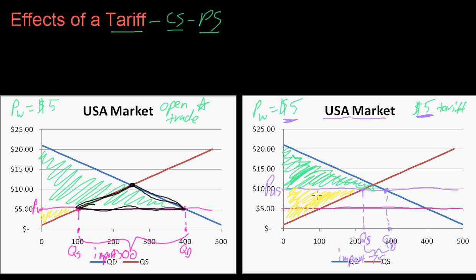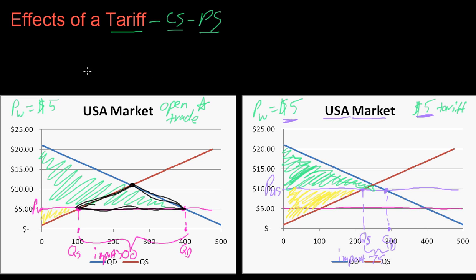And so at this point I want to pause, and we can see that American consumers are worse off because of the tariff, because the green triangle on the right is smaller than the green triangle on the left. But American producers are helped by the tariff, because the yellow triangle on the right is bigger than the yellow triangle on the left. So those are two things that should be apparent really quickly.